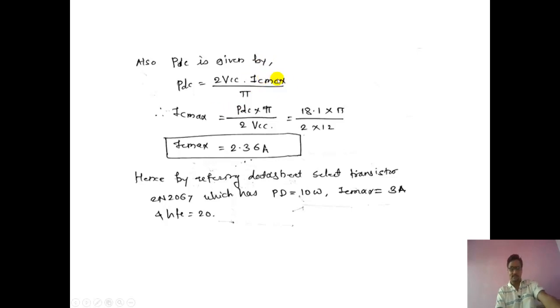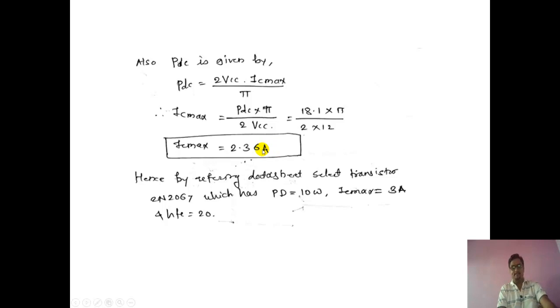Now look at this. IC max is given by PDC multiplied by pi and divided by twice VCC. So IC max = PDC × pi / (2 × VCC). PDC is known, VCC is known, pi and 2. Put the values and calculate this: 18.1 multiplied by pi, divided by 2 multiplied by 12. I am getting IC max equal to 2.36 amperes. It is in amperes, not in milliamperes.